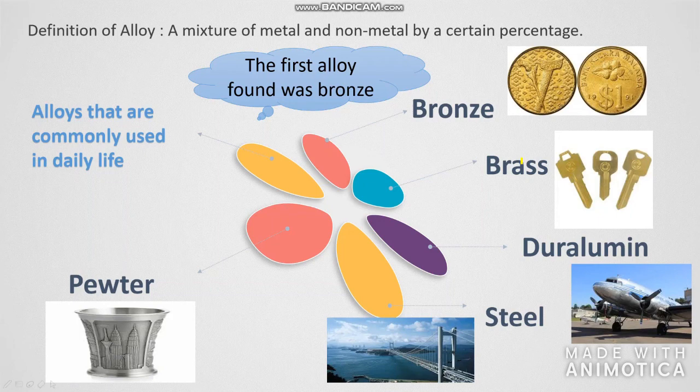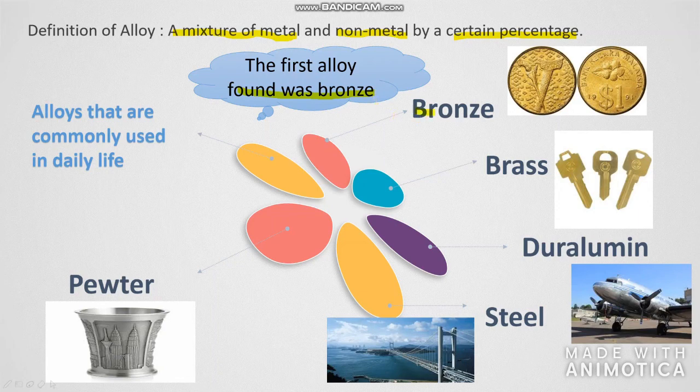So what is the definition of alloy? Alloy is a mixture of metal and non-metal by a certain percentage in which the major component is metal. The first alloy found was bronze. Okay, so in your syllabus science KSSM Form 4, there are 5 types of alloy you will learn.